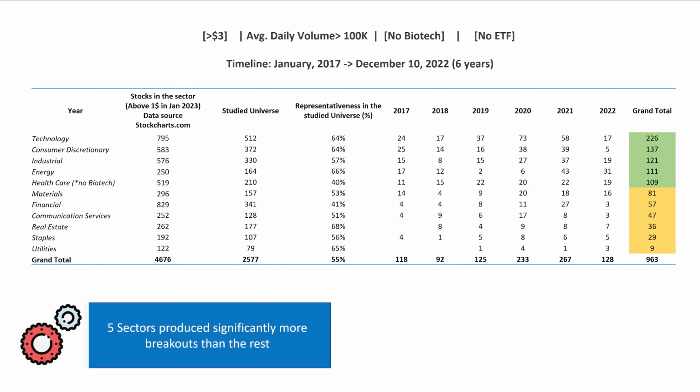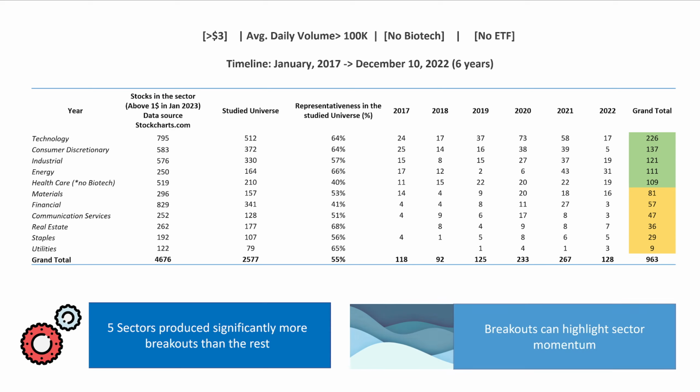What I learned, and what you see right away from the last column of the table, is that five sectors produce significantly more breakouts than the rest. And breakouts can highlight sector momentum. We saw that with the example of the energy sector, by far the most evident sector momentum in the last 6 years.